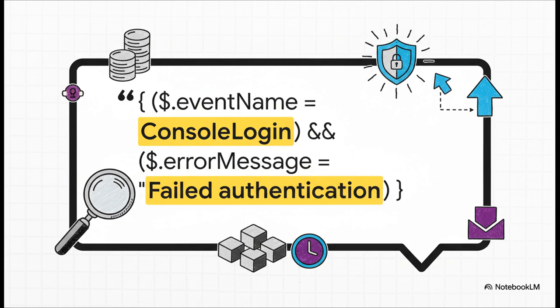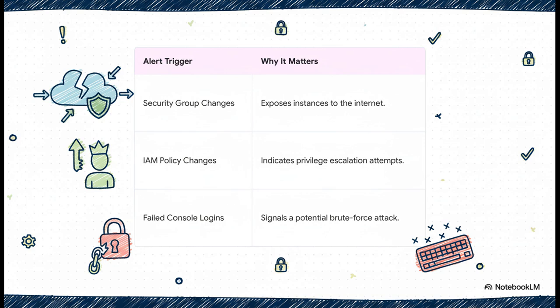So anytime someone tries to log into the console and fails, this filter is going to catch it every single time. And you can use this for all kinds of critical stuff. Imagine getting an instant alert the second a security group is changed, potentially opening up a server to the internet. Or what about an alert when an IAM policy gets tweaked?